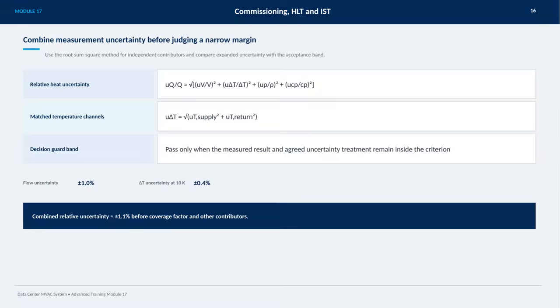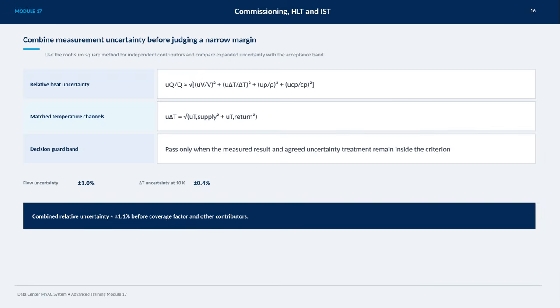On this slide, we focus on how to handle measurement uncertainty when dealing with narrow margins. The key method here is the root-sum-square approach for combining independent uncertainty contributors. This helps us calculate the relative heat uncertainty by considering uncertainties in flow, temperature difference, density, and specific heat capacity. For temperature, we look at matched channels, combining supply and return temperature uncertainties to get the overall delta T uncertainty. When making decisions, it's essential to apply a guard band, meaning we only pass the measurement if the result plus its agreed uncertainty falls within the acceptance criteria.